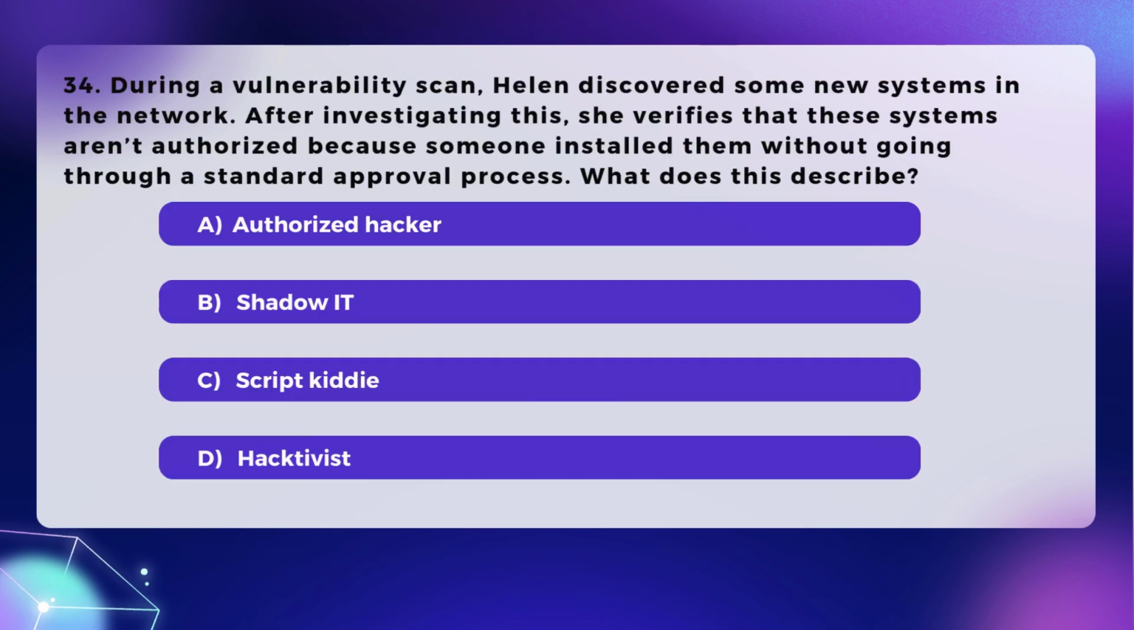During a vulnerability scan, Helen discovered some new systems in the network. After investigating this, she verifies that these systems aren't authorized because someone installed them without going through a standard approval process. What does this describe? A. Authorized hacker. B. Shadow IT. C. Script kiddie. D. Hacktivist.